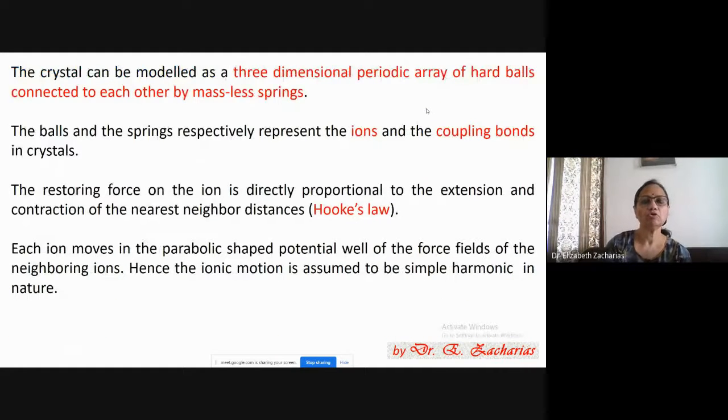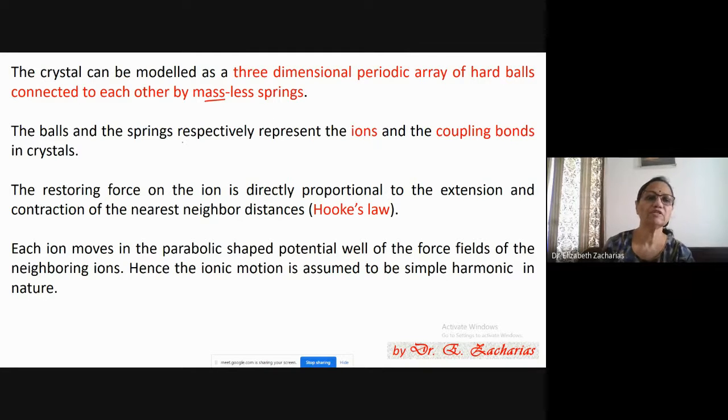Okay, so you are modeling a crystal as a three-dimensional array of hard spheres. If I just talk about one dimension, then I'm going to place them like this and then springs like this. But if I'm talking of three dimensions, I can just imagine a crystal like this, with ions in all three dimensions and then springs in all three dimensions. And you're making another assumption that these springs are massless. You don't want any inertia coming because of the spring. So you treat them as massless springs.